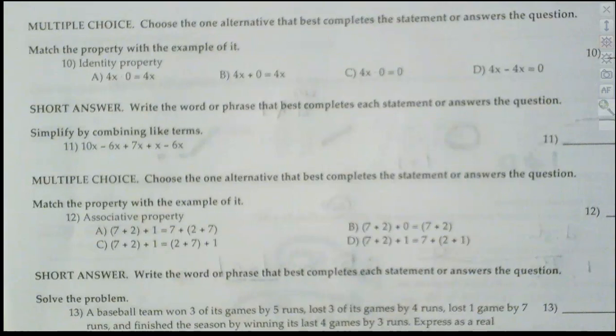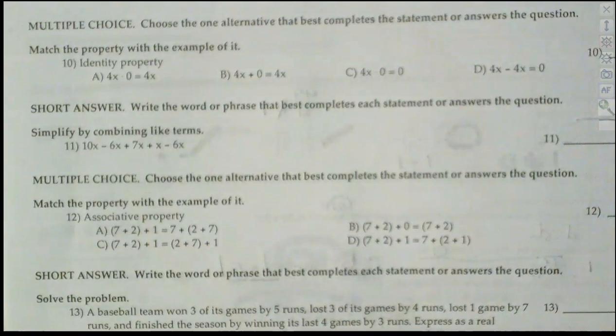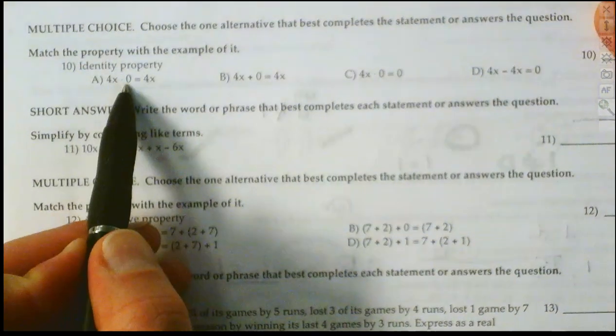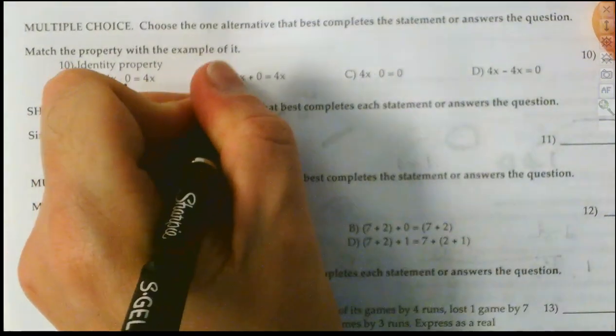Question 10, we want the identity property. Now, what does identity mean? If we think of identical twins, they are the what? Same. Okay? So what's going to make it the same? Well, if I add 0 to something, it makes it the same, right? It stays the same. Adding 0 doesn't change it. When I multiply something by 0, it makes it 0. So A obviously doesn't work because that's multiplication. B is going to be our answer.